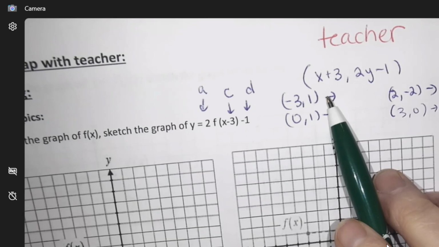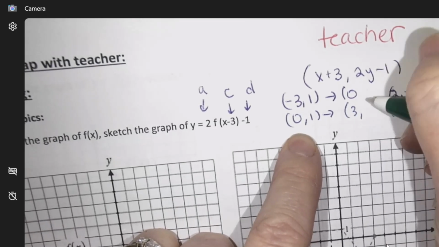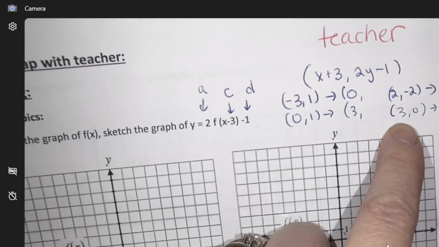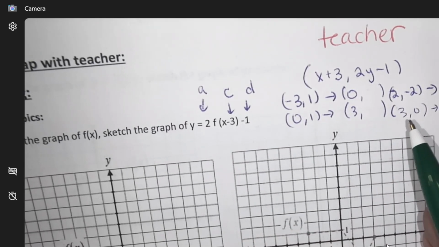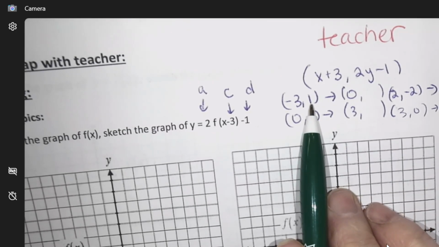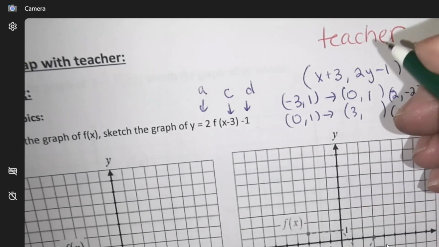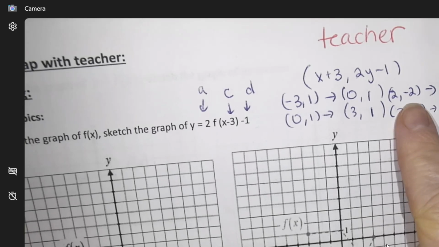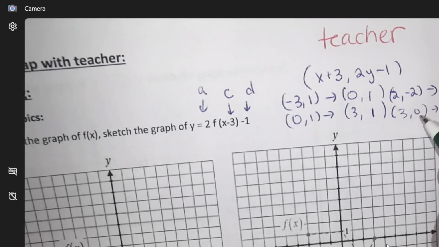So for speed, just do all the x's. So add 3, add 3, add 3, add 3. Okay, now I go through all the y's. 2 times 1, 2, subtract 1. Negative 2 times 2. Now we're at negative 4, subtract 1. 0 times 2, subtract 1.